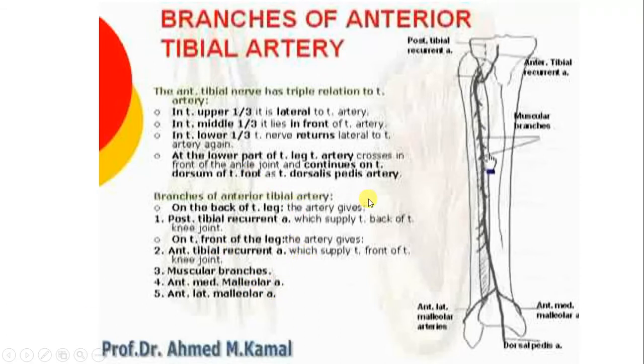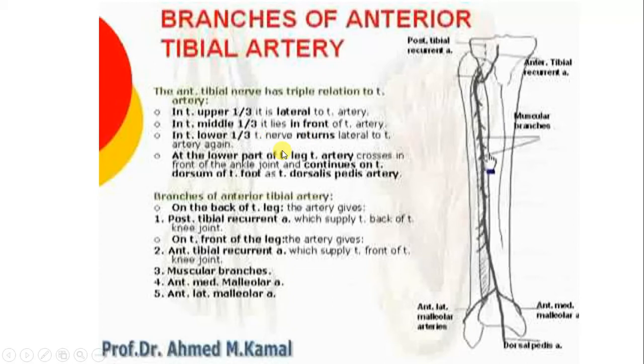In this slide we see the anterior tibial artery and its relation with the peroneal nerve. The deep peroneal nerve, which is given another name in some books, the anterior tibial nerve, lies in its upper one third lateral to the artery. Then in the middle third it is in front of the artery, and in the lower third it returns lateral to the artery.